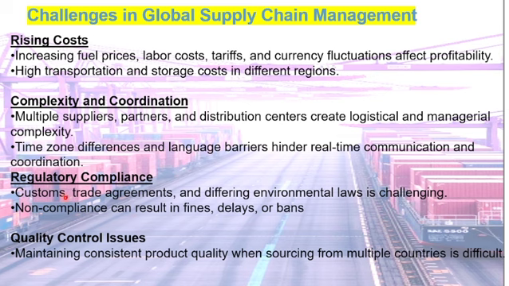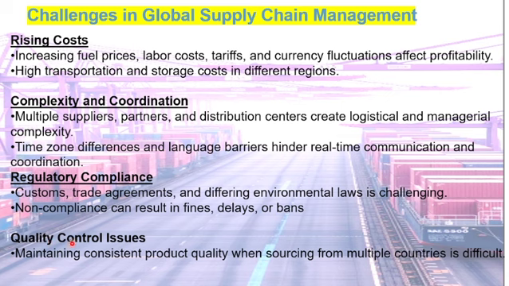Regulatory compliance is very important in the global supply chain. Customs, trade agreements, and different environmental laws are challenging. Non-compliance can result in fines, delays, or bans if they are not following the compliance, which causes fines, delays, or bans on shipping or any kind of transportation done in global supply chain management.